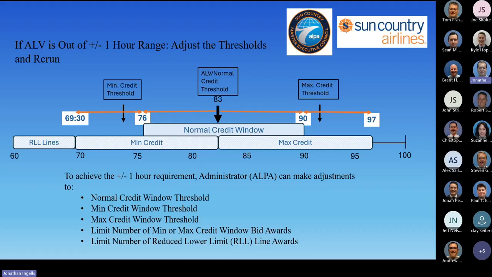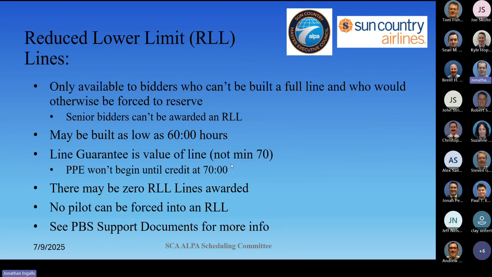The other thing you can do is limit the number of pilots that are awarded what's called the reduced lower limit line. A reduced lower limit line is simply for the junior pilot who's bidding somewhere around 200 on the respective seniority list, or respective seat, I should say. That's right on that cusp of either getting pairings or reserve, and the system's like, yeah, the threshold is set for 85 hours and there's only like 60 hours of flying left or 70 hours of flying left. The pilot can elect to say, I'm willing to take a reduced line value, a reduced lower limit line, in order to be a line holder.